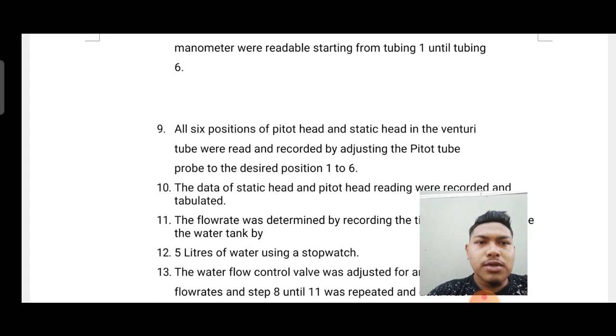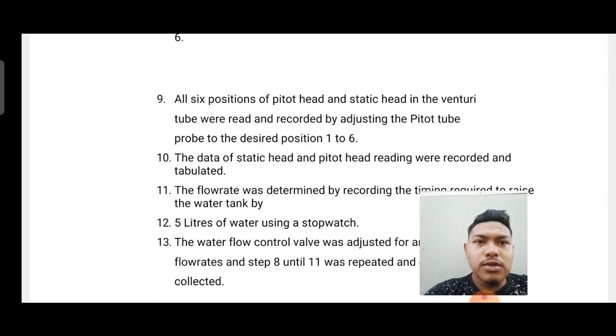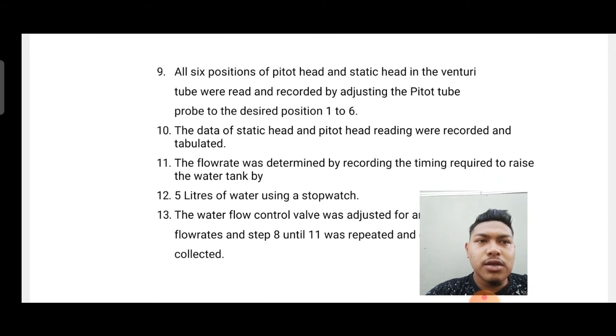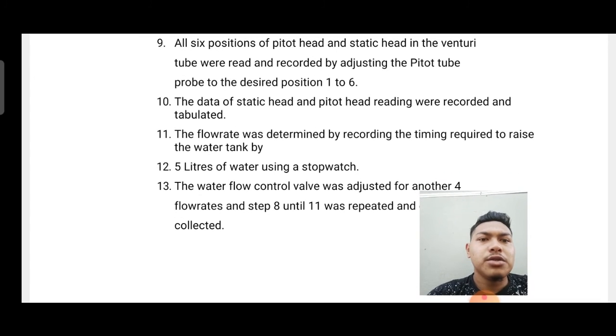Next, all positions of the pitot head and static head in the venturi tube were recorded by adjusting the pitot tube.